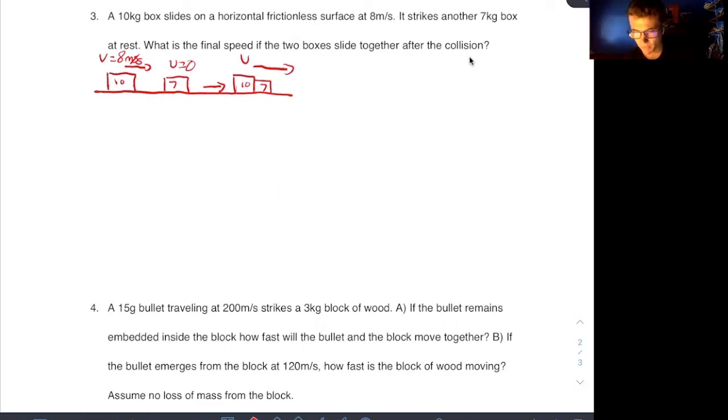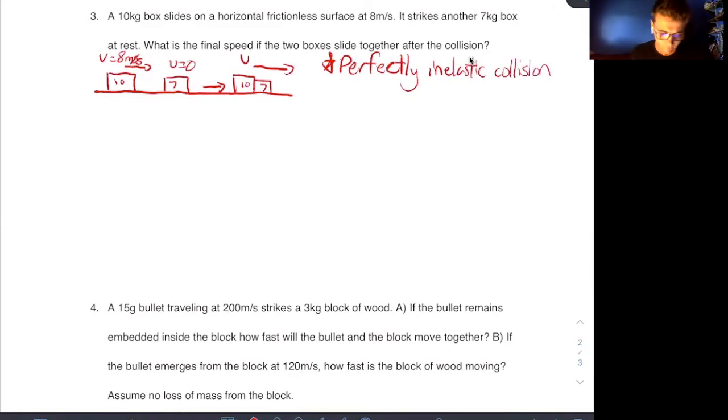So this is what we call a perfectly inelastic collision. It's perfectly inelastic because the two objects come and they stick together. It would be an elastic collision if they just bounced off of each other, and it would be inelastic if one embedded itself into the other. So it's a perfectly inelastic collision.